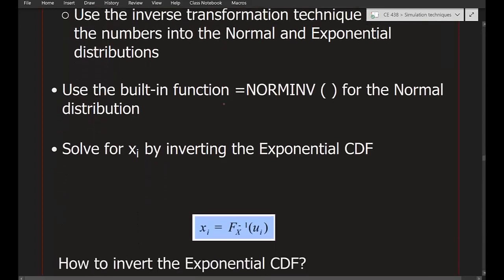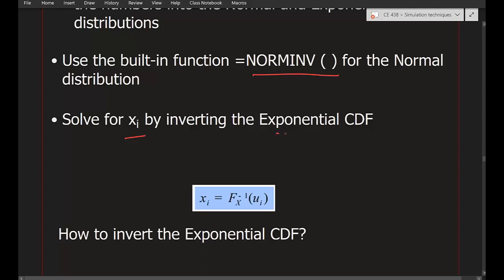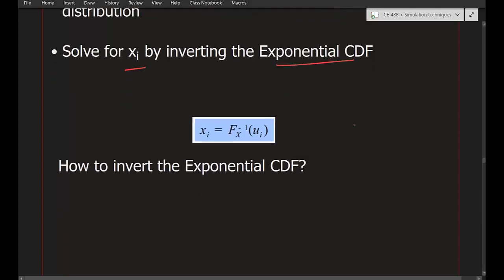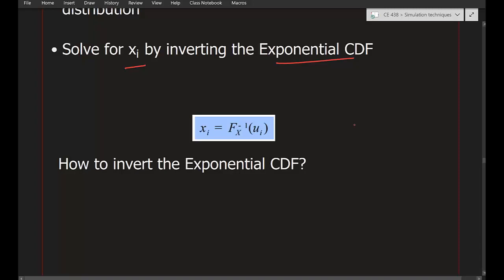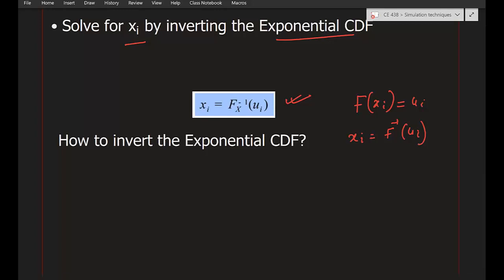If you see, previously we used the NORM.INV function in Excel to simulate values for the normal distribution. Now we have to solve for xi when we are using the exponential distribution, because in the case of the exponential distribution we know the exact PDF or exact CDF. So we can use this inversion method, that is, if F(xi) is equal to ui, then I can do the inversion, that is xi is equal to F inverse of ui, and that will give me the inverted function. So let's first find the expression for xi using the inverse transformation technique for the exponential distribution.